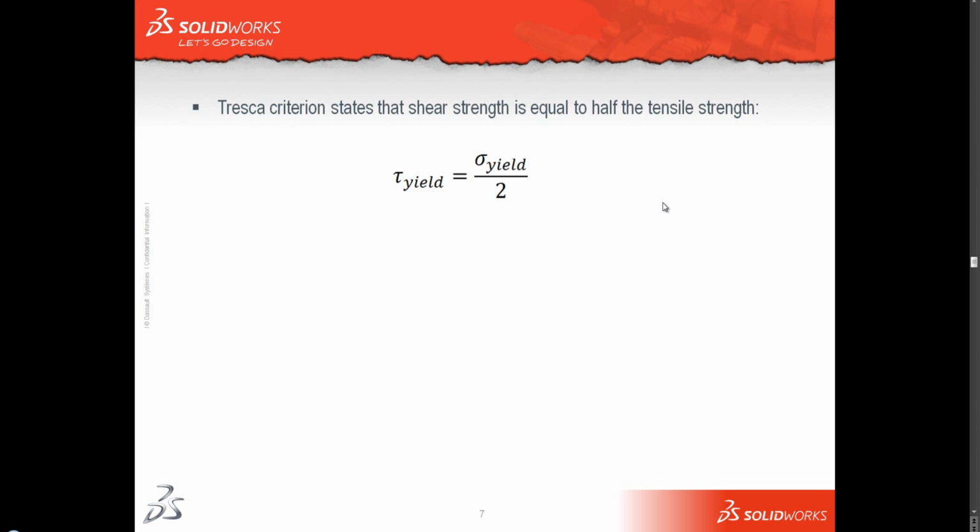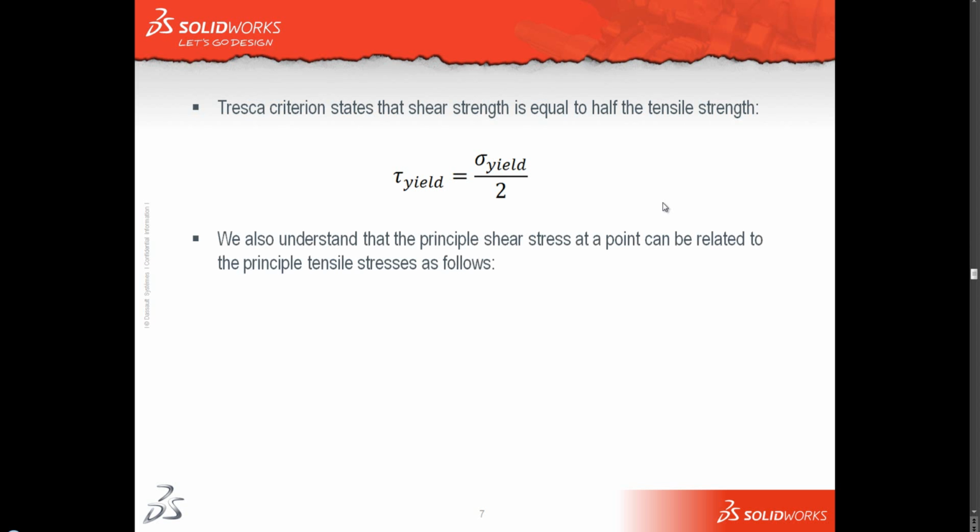So where does this Tresca limit come from? And again, what is this stress intensity? The Tresca criterion states that the shear strength is equal to half the tensile strength. And you'll have to forgive me, but I'm going to bring this up algebraically too. So our tau yield strength, which is our shear strength, equals sigma yield, which is our tensile strength, divided by 2. You'll also be aware from basic solid mechanics principles, hopefully, that the maximum principal shear stress at a point is equal to half the difference between the two principal tensile stresses, as you can see here.